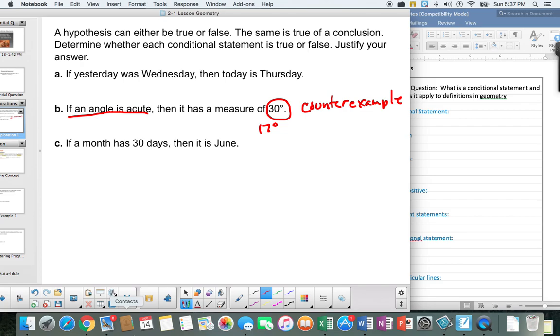Next one: if a month has 30 days, then it is June. Now, there are other months that have 30 days, and there's a very common joke that says every month has 30 days. Even the ones that have 31 have 30 days. They just have an extra one of that. So that is not a true statement. We're going to be talking about whether statements are true or false.